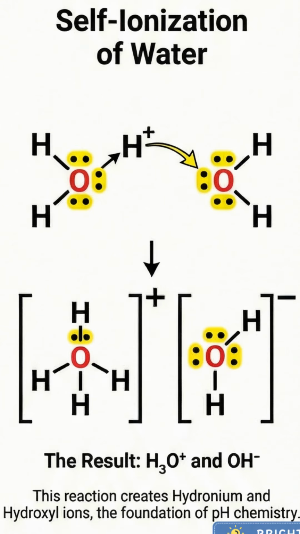Even pure water undergoes a tiny amount of self-ionization. One water molecule donates a lone pair to a proton generated from another water molecule. This produces a hydronium ion, H3O+, and a hydroxide ion, OH-. The balance between these ions defines the pH of water and underpins acid-base chemistry in aqueous environments.